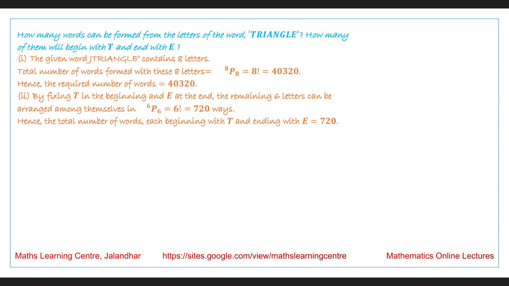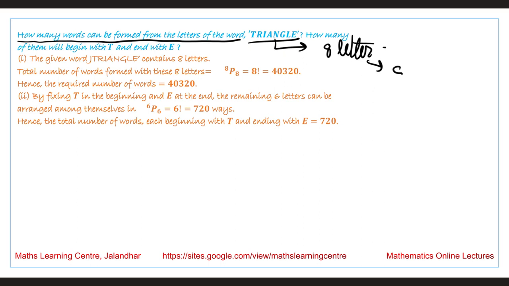Next is: how many words can be formed from the letters of the word triangle, and how many of them will begin with T and end with E? So the first question is how many words can be formed from the letters of the word triangle. There are total 8 letters, all different. So the total number of words that can be formed is 8P8, that is equal to 8 factorial, that is equal to 40320.